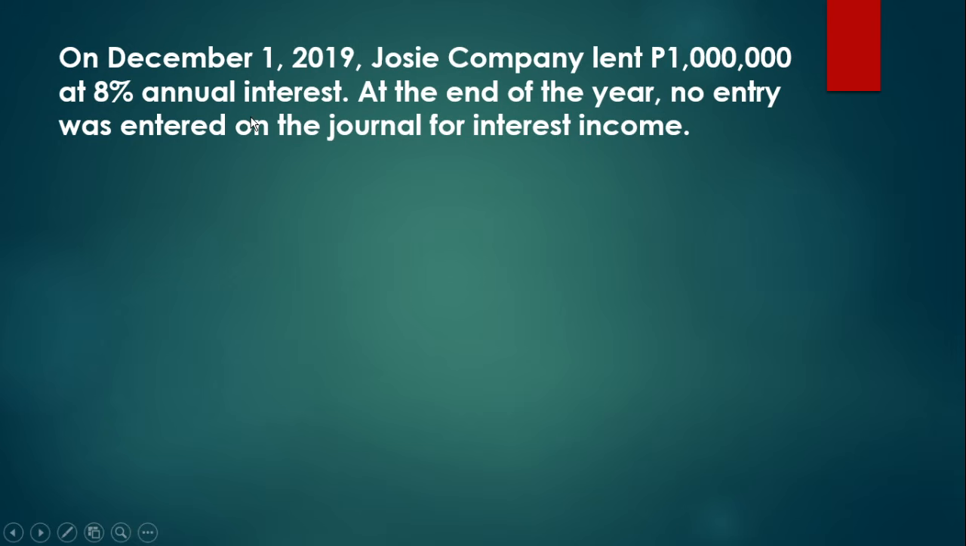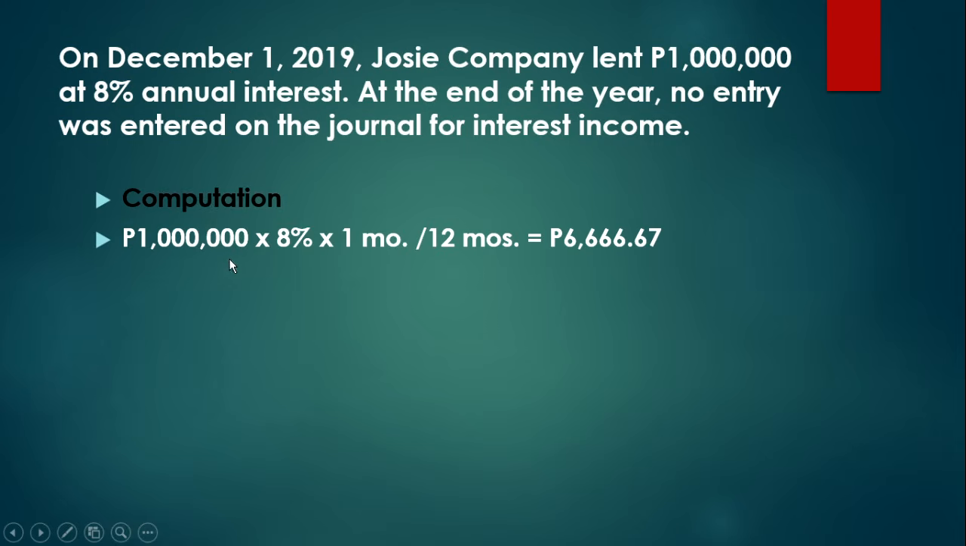So, let's compute, kasi isang buwan lang naman ang lumipas, December 1 to December 31. So, 1 million, i-multiply mo muna siya sa 8%, and then multiply mo siya sa lumipas na buwan, which is 1 month, and then divide it to 12 months because annual nga eh. 1 year is equal to 12 months. The answer is 6,667.